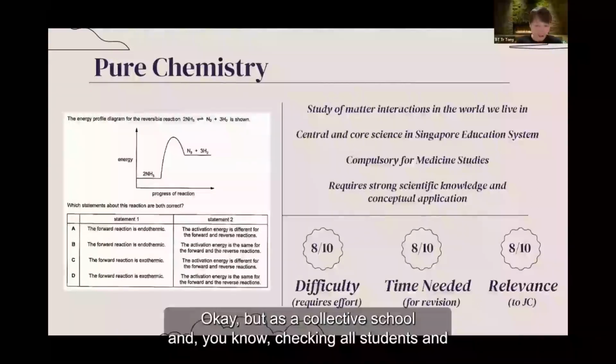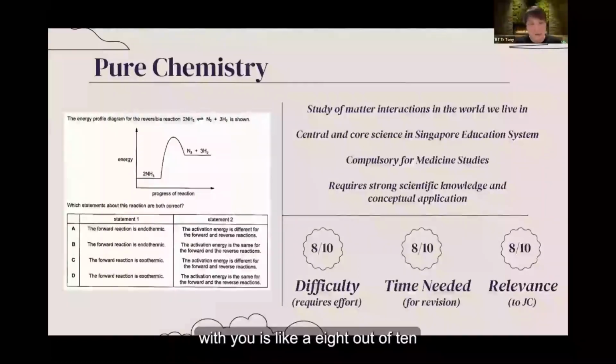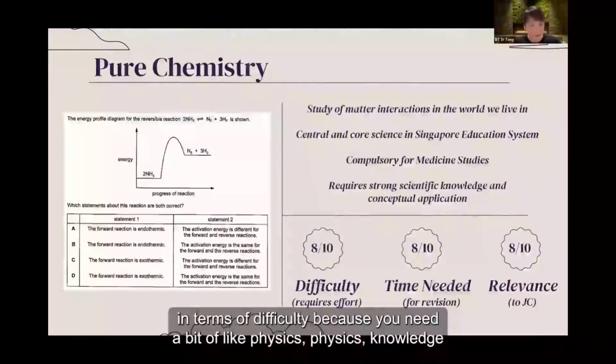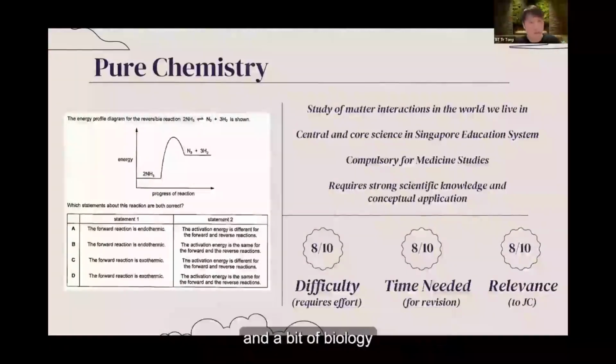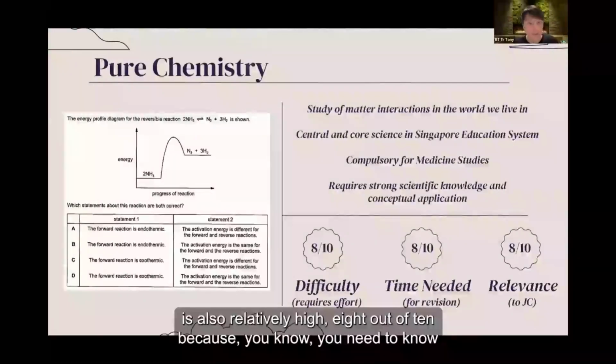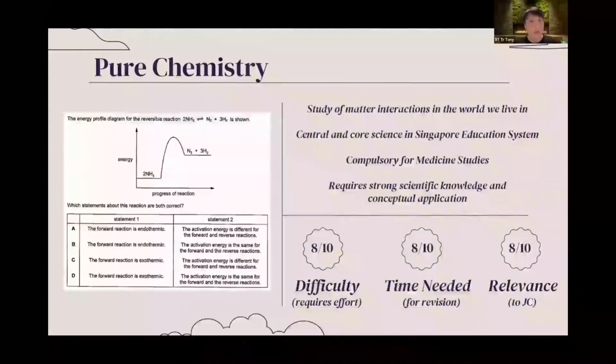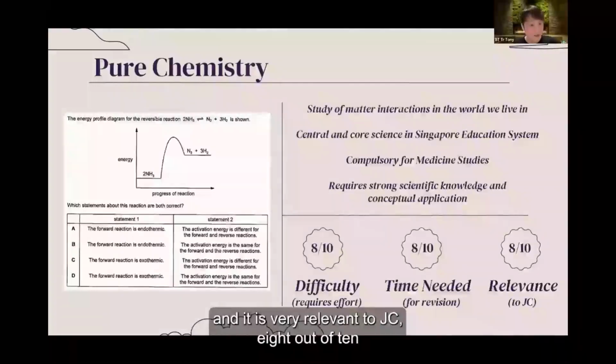But as a collective whole, checking with all our students and us teachers having a discussion, we feel that it's an 8 out of 10 in terms of difficulty, because you need a bit of physics knowledge and a bit of biology knowledge as well for chemistry. Therefore the time needed for revision is also relatively high, 8 out of 10, because you need to know both sides, right? You have to memorize and you need to apply the formulas. And it is very relevant to JC, 8 out of 10.